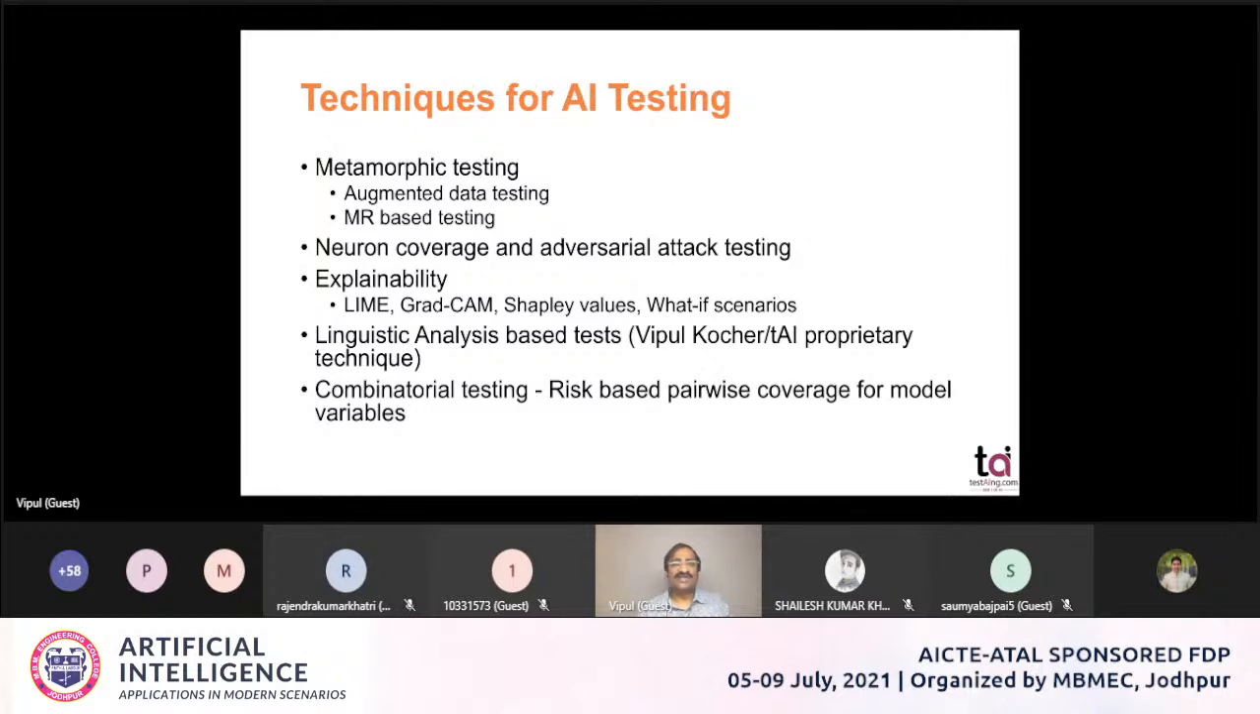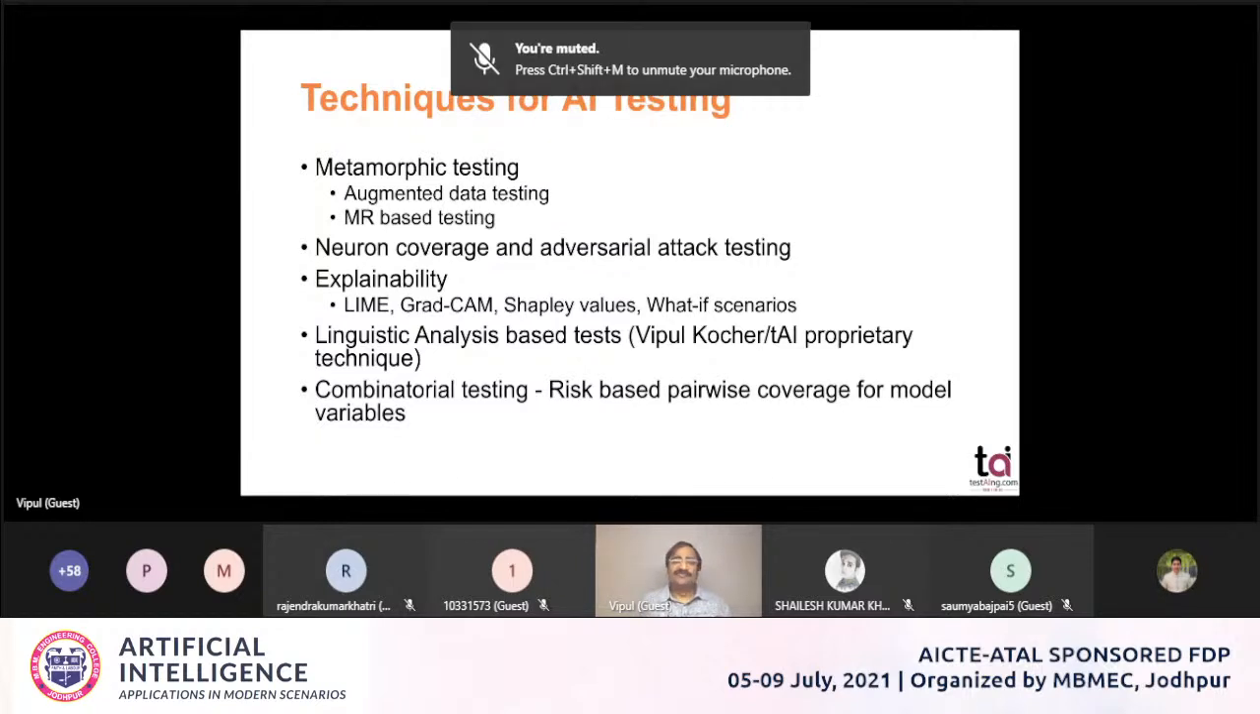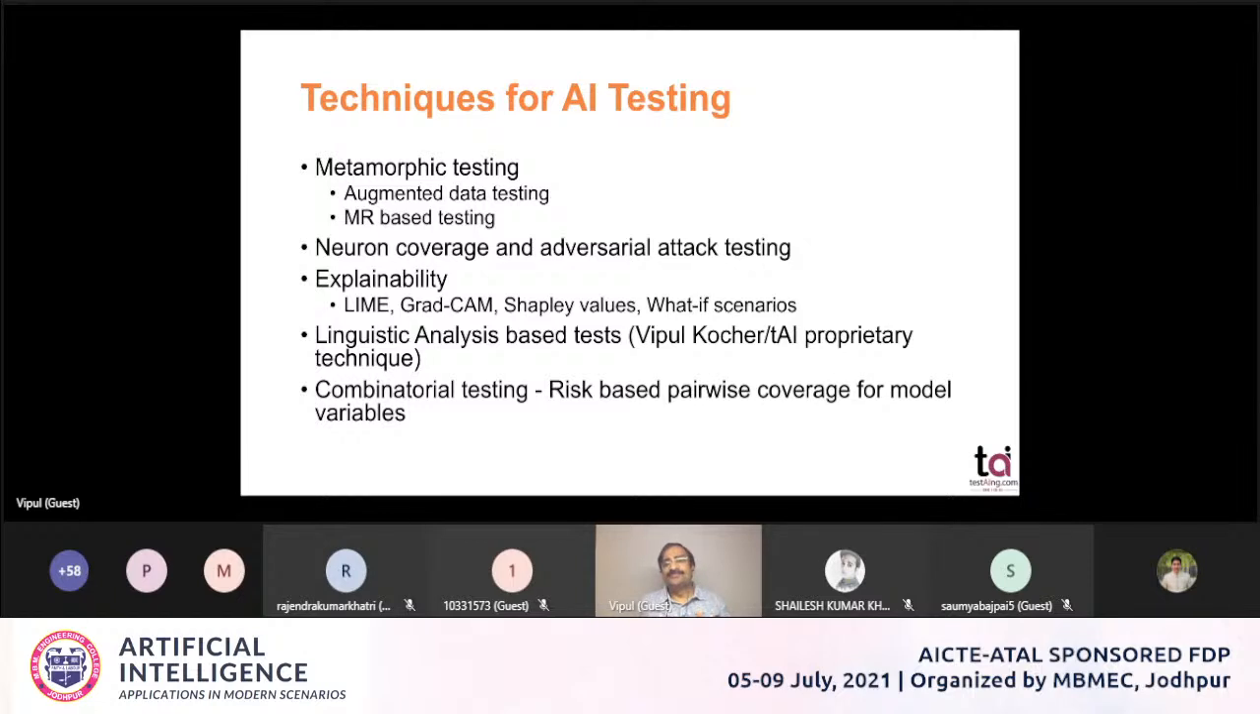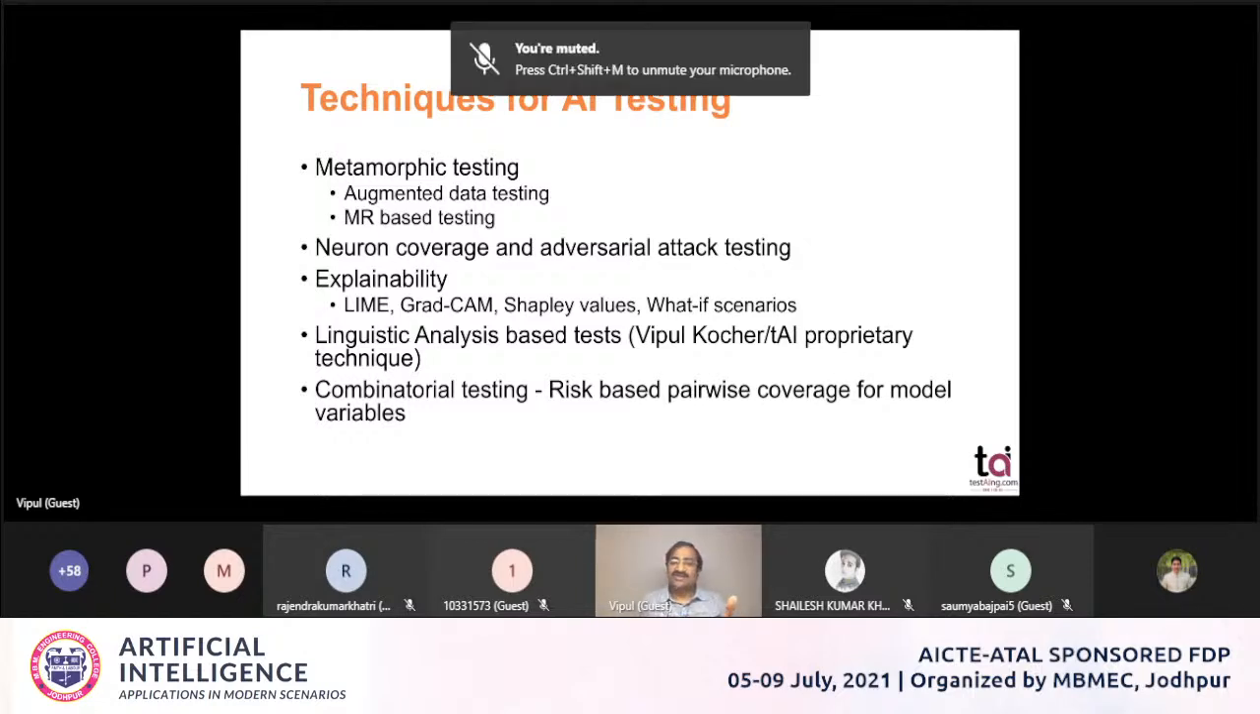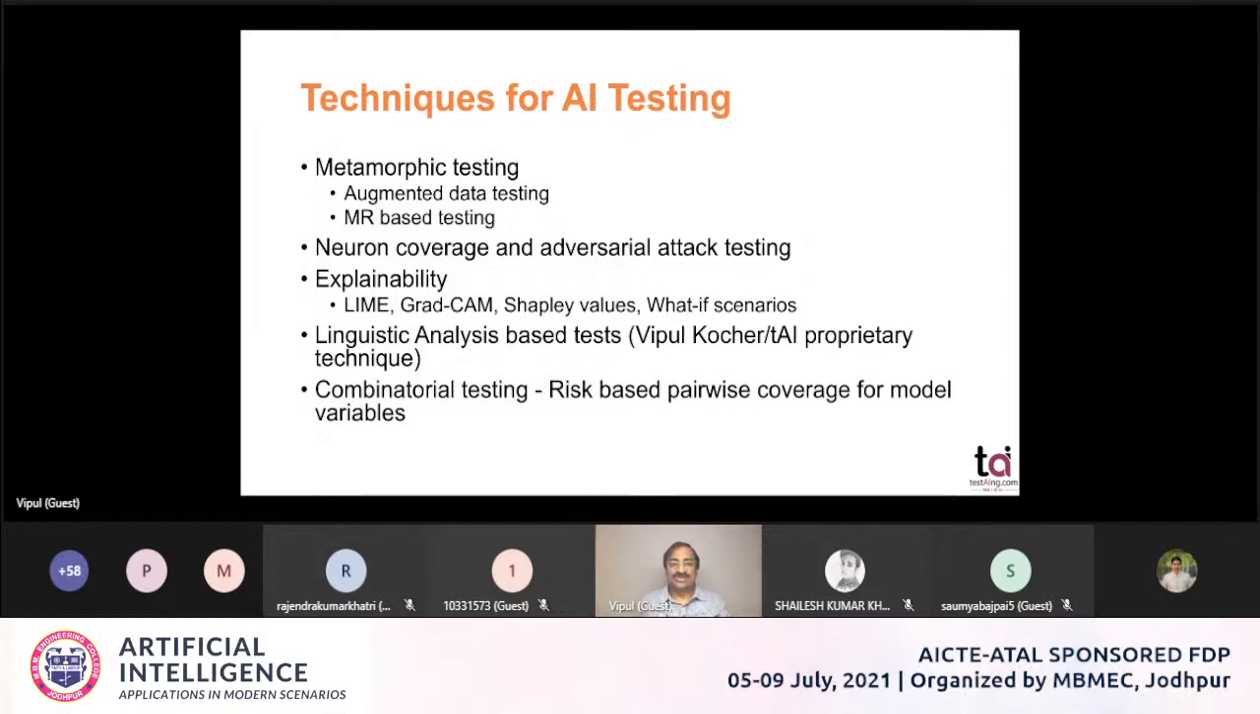So what happens in metamorphic testing? I'm going to do one or two slides explicitly on metamorphic testing, but at a high level, there are two ways to do it. One is augmented data: you have data, you transform and augment it, and use it to do metamorphic testing. The other is that you look at input and output and identify metamorphic relations to test it. What are MRs? We will discuss it in a short while. Neuron coverage helps you do adversarial attack testing. So neuron coverage is not just a white box testing technique, it is also very helpful in uncovering potential attack vectors, and using neural nets, you can actually do corner case detection and make your tests more robust.